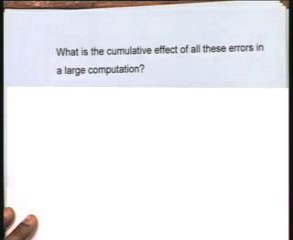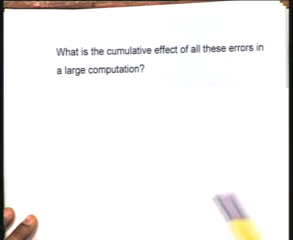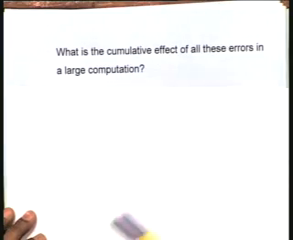Now what is the cumulative effect of all these errors in a large computation? What are we talking of? The round off error, the truncation error, other sources of error, the machine epsilon. There are so many errors that would be there in the computer when we have gone to the computer.